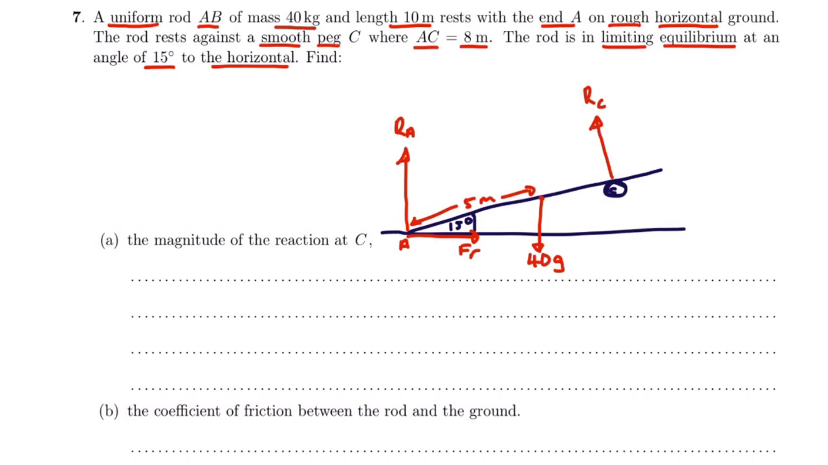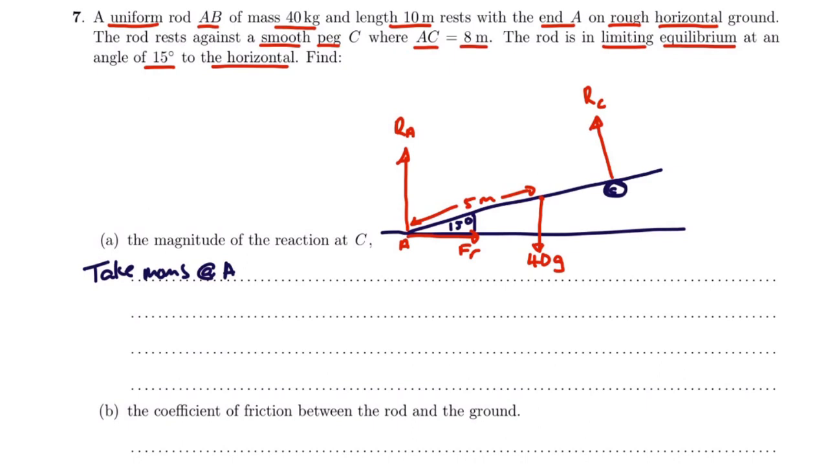In order to find the magnitude of the reaction at C, we're going to take moments. You can see we're going to take moments around A. So I'm going to tell the examiner, take moments at A. That means that RA and friction have no turning effect, none at all. So I've only got two forces that are attempting to turn this system, and of course they're matching each other simply because it's in equilibrium.